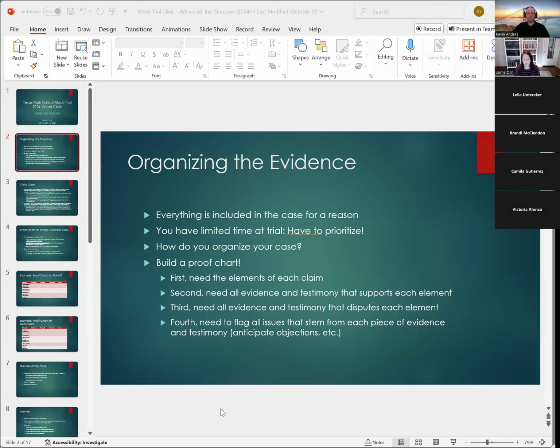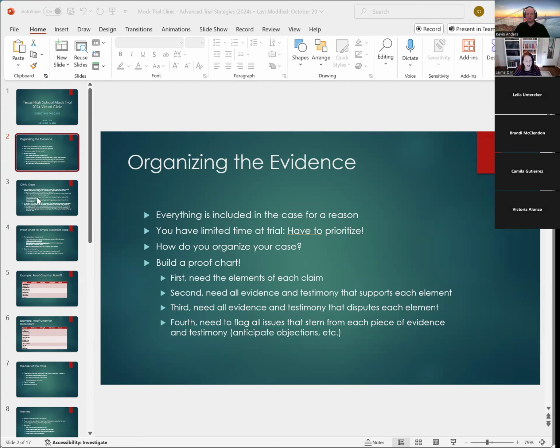We're going to talk about what a proof chart is, and this is one really good way to make sure you have everything in the case accounted for and that you're able to ask the questions and give the answers that are necessary to prove every element of the claim that you need to prove.